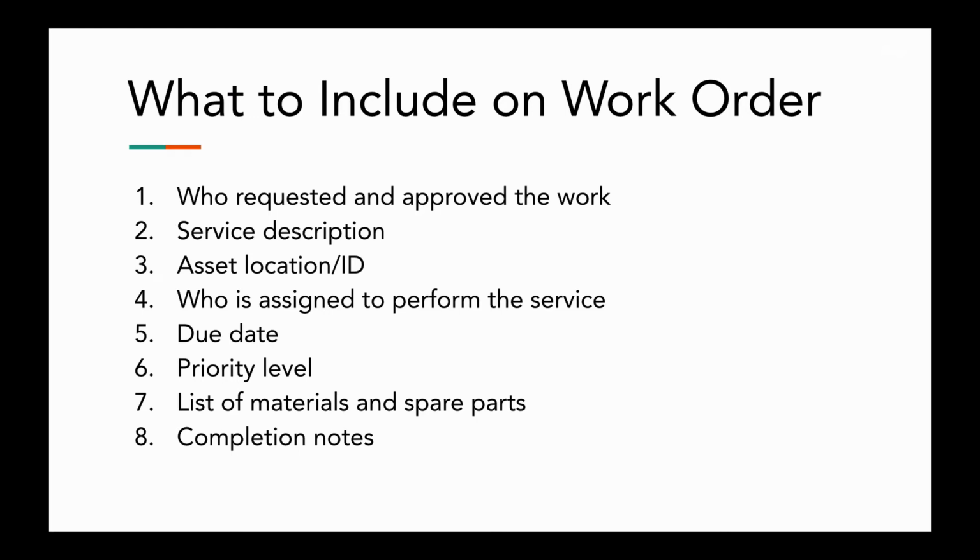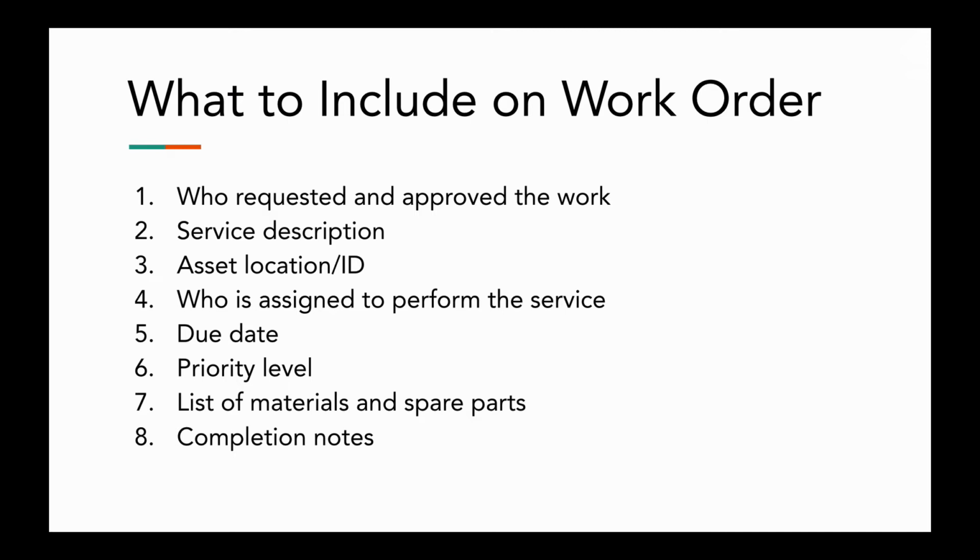And these 8 characteristics include who requested and approved the work order. This is especially important, and if you have a big maintenance team, it's even more important. This enables technicians to follow up directly with the person who submitted the work order request form. And then we have service description. If we are talking about a simple task, then a single sentence summary can do. For more complex work assignments, you might have to write a maintenance checklist.